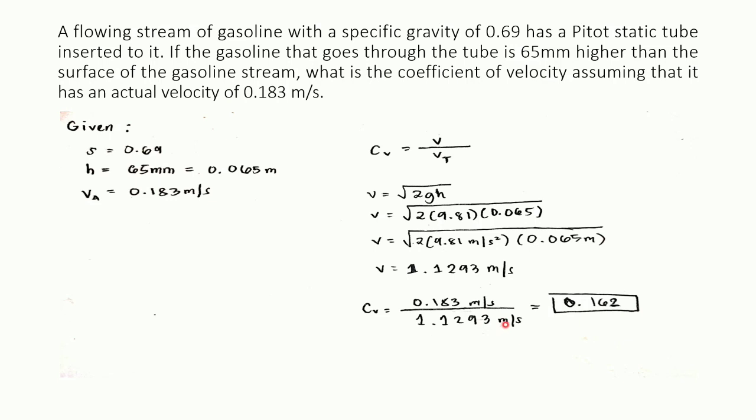So notice that we have here a known given, which is 0.69. There are some cases of problems where there is a given that is actually not needed for solving what is unknown or what needs to be solved in a problem. So we have not used the specific gravity here.